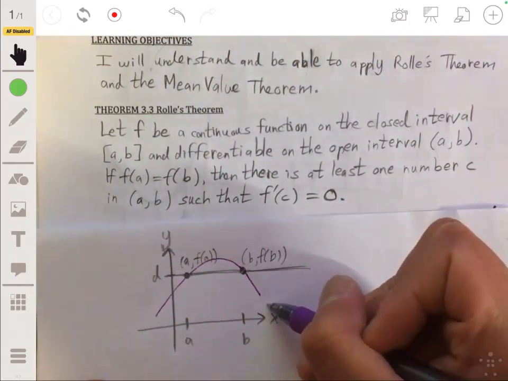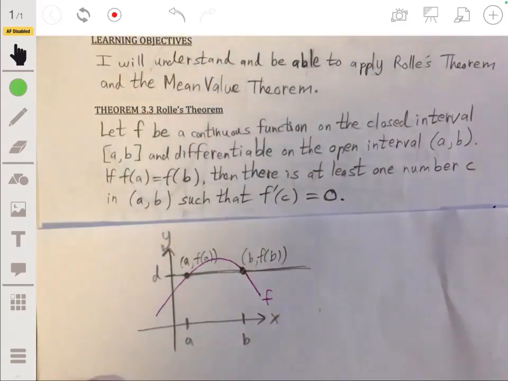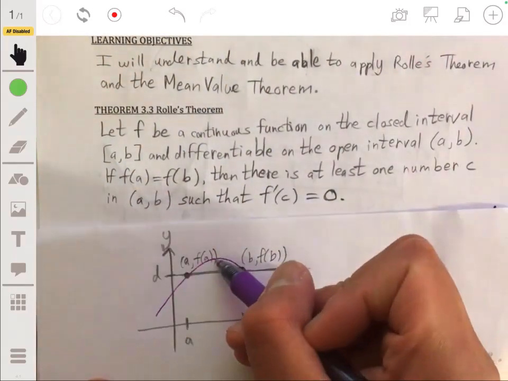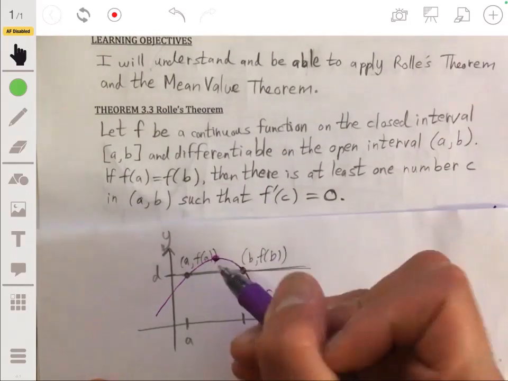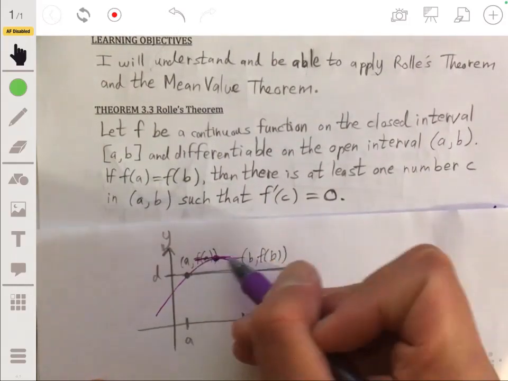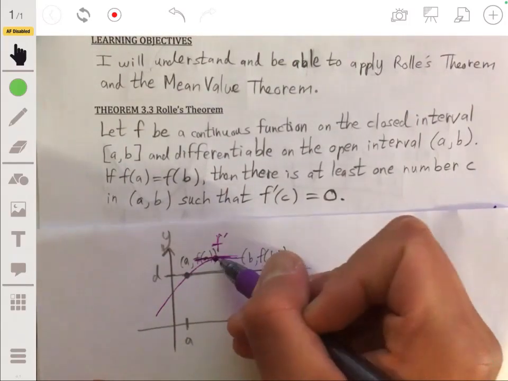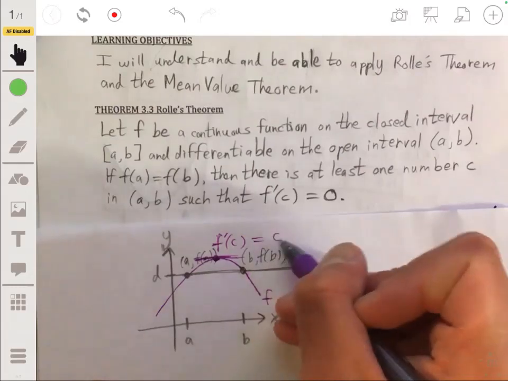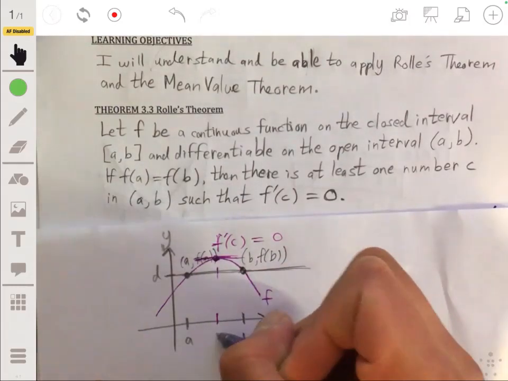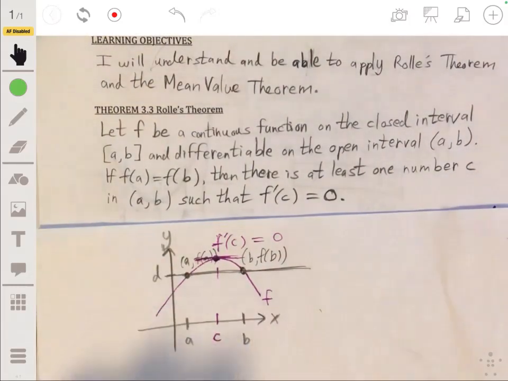I just made some random function, making sure it went through those endpoints. You would probably guess that right about here, at this point, the tangent line would be 0. We would have f prime of this point, which I'm going to call c, equal to 0. And what do you know, c is between a and b. Like magic. That's all this is saying. It's pretty amazing actually when you think about it.